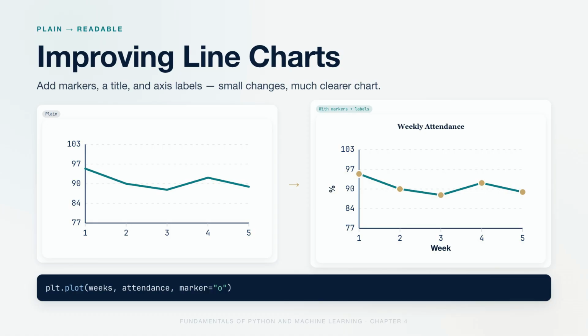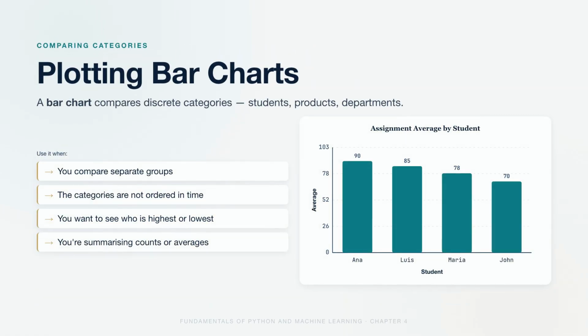When creating charts for assignments or reports, do not only generate the chart, explain what the chart means. A chart without interpretation is incomplete. The next chart type is the bar chart. A bar chart is useful for comparing categories.